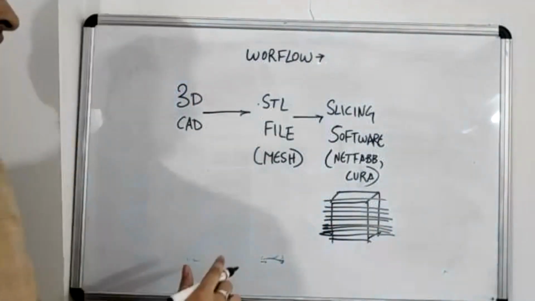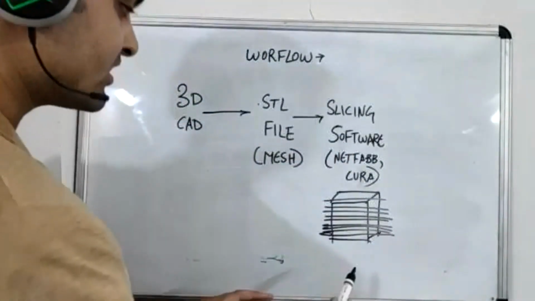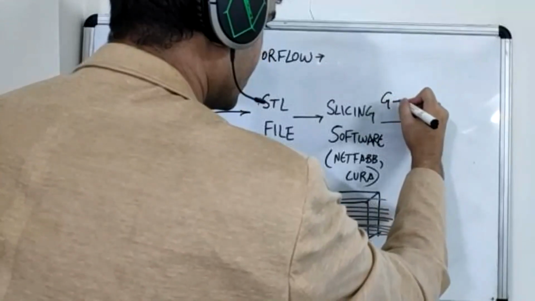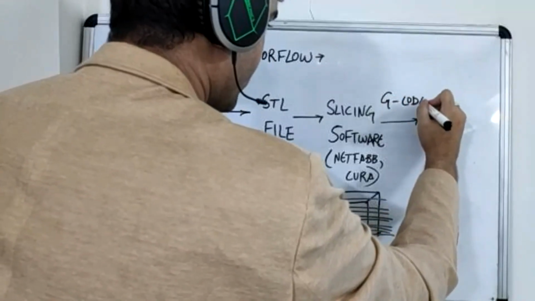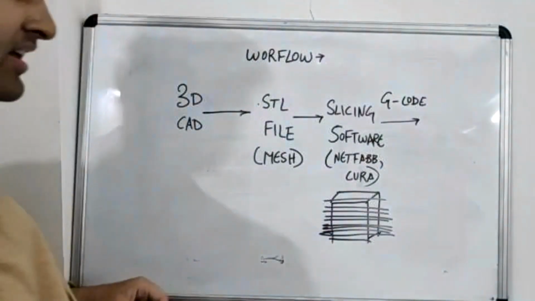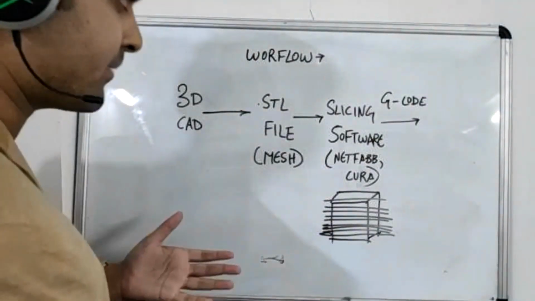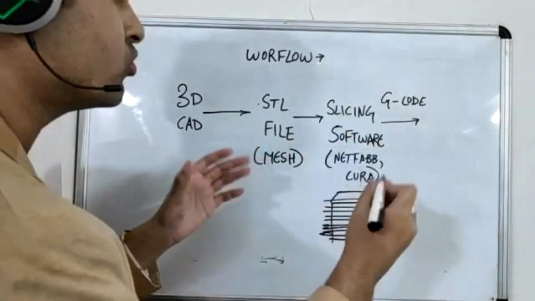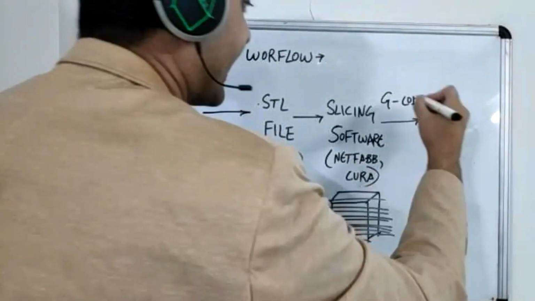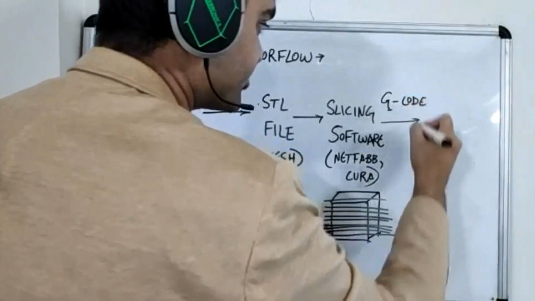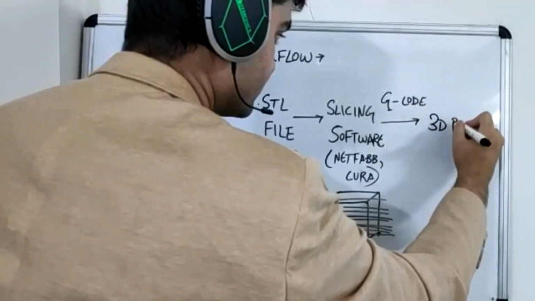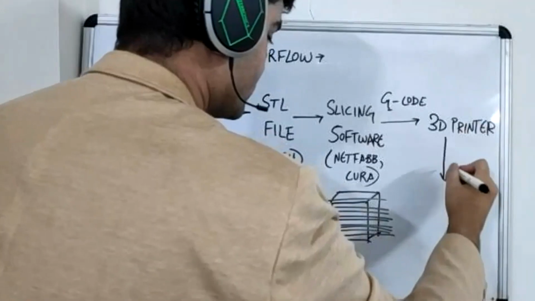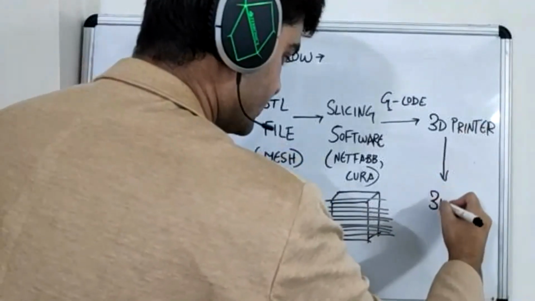And what this slicing software does is create something known as a G-code. You might know G-code. G-code is essentially the program that tells the 3D printing tool how to move throughout the space. And we upload that G-code to a 3D printer. And once we do that, after a few hours of waiting, we have our 3D model.